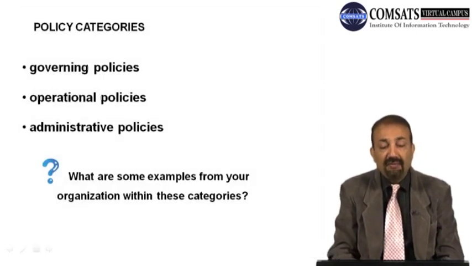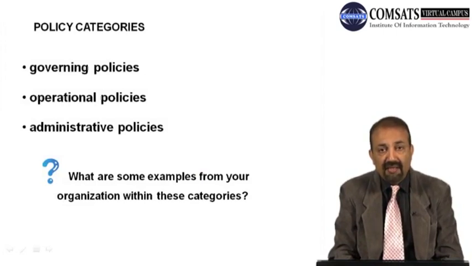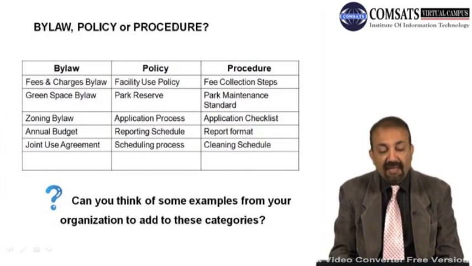So dear students, along with that, after why policy is required, if we talk about the categories of different policies, we will find that there are governing policies, then operational policies, then administrative policies. And all those governing, operational and administrative policies are very important for the well-being of the community. And here we could ask ourselves this question: what are some examples from your organization within these categories? So dear students, now as far as bylaw, policy or procedure is concerned, this is going to be an important aspect.